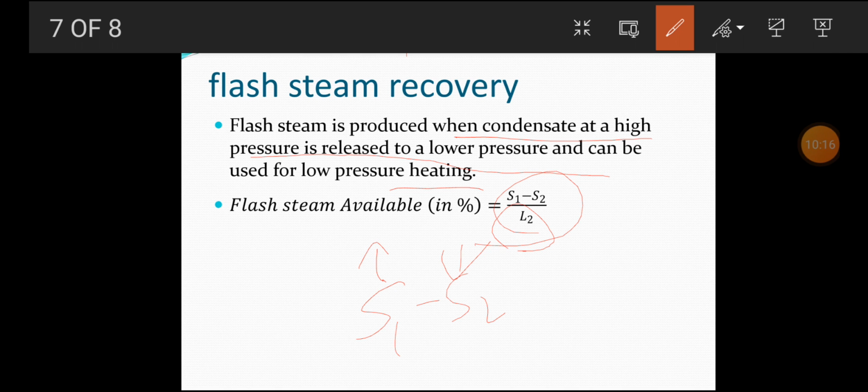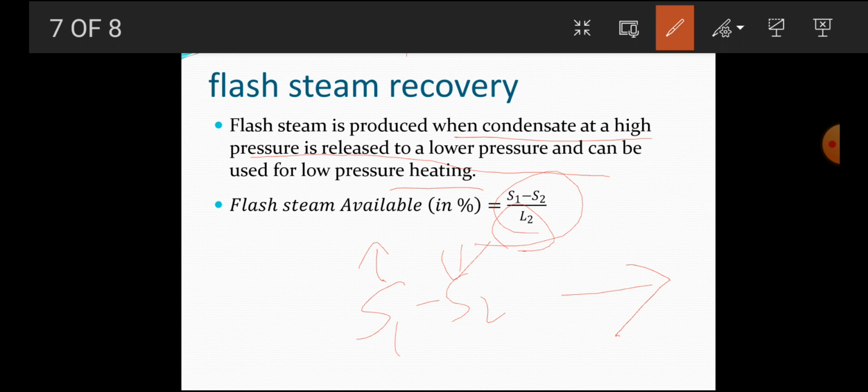So this flash steam can be used on low pressure applications like direct injection and can replace an equal quantity of live steam that would be otherwise required. So where live steam is required, there it can be used. The demand for flash steam should exceed its supply so that there is no buildup of pressure in the flash vessel and consequent loss of steam through the safety valve.